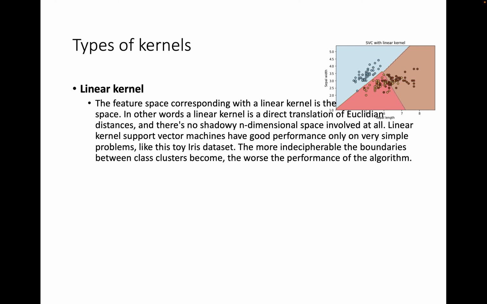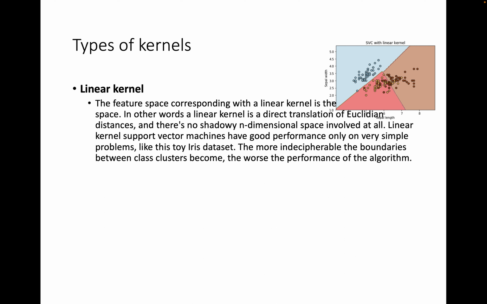Linear kernel support vector machines have good performance only on a very simple problem, like the toy iris dataset. The more indecipherable the boundaries between class clusters become, the worse the performance of the algorithm. Basically, जो boundary है classes के बीच में, तो जितना कम उसको distinguish कर पा रहा है ना, the worse the performance of the algorithm.